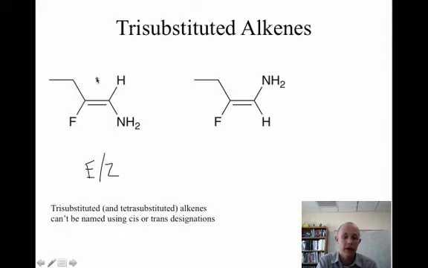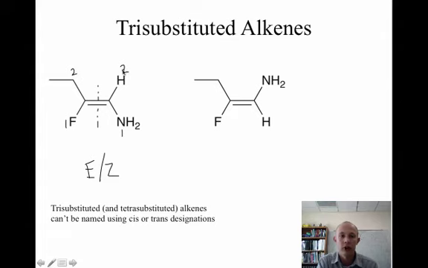So split the alkene in half like this and assign these groups a priority based on atomic mass, going out one atom at a time until you get to the first point of difference. So for example, nitrogen has a higher atomic mass than hydrogen, so this gets priority 1 and this gets priority 2. And then you assign a 1-2 priority over here. So fluorine has a higher atomic mass than carbon, so fluorine gets priority 1, carbon gets priority 2.